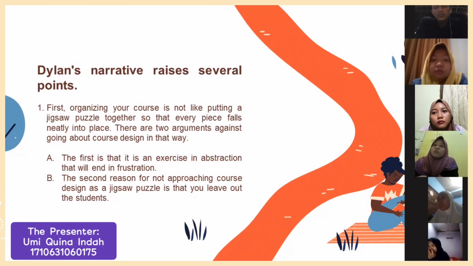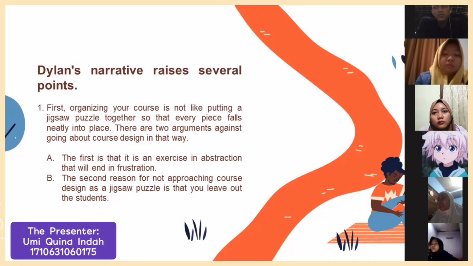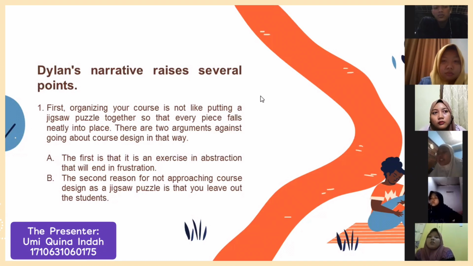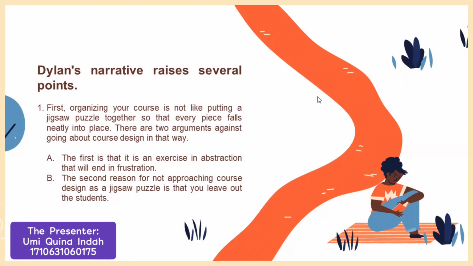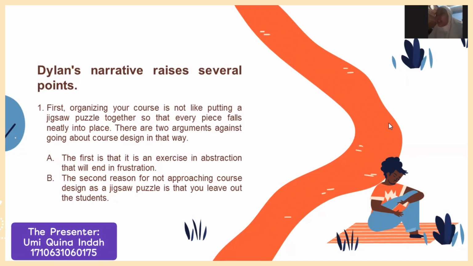The second point raised in Dylan's narrative is the need to make choices and to justify them. Dylan's first tendency was to put everything he knew and wanted to try into the syllabus. The result was a mismatch that had no coherence. When he reminded himself of the three goals, they drove his syllabus and provided the basis for his choices.